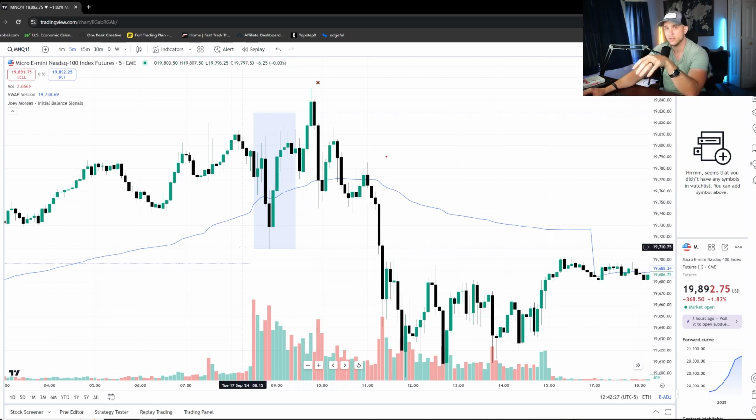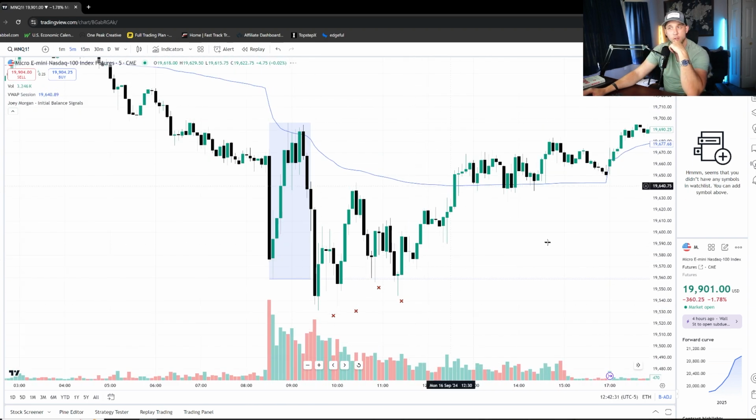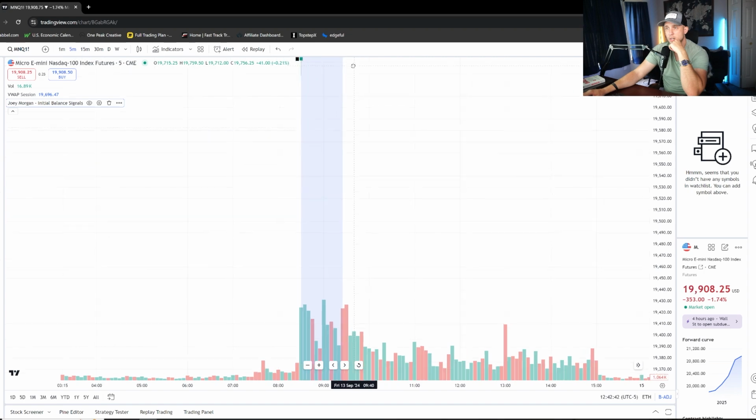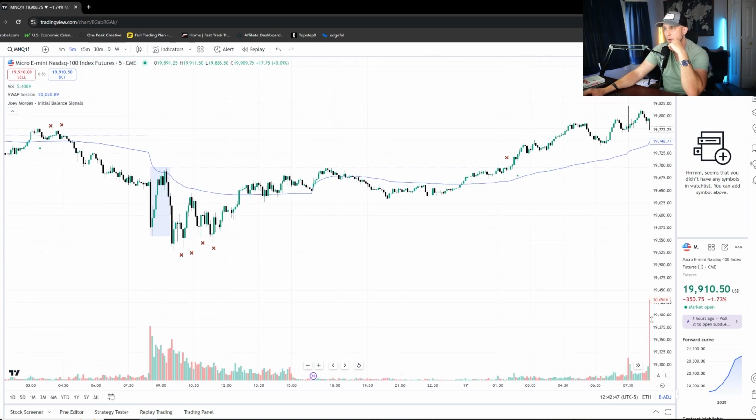Because this happens more often than not. When you have a failure, you generally see a retracement to the other end of the range, like here. Initial balance high, initial balance low. Four failures before we rip to the other end of the initial balance high. All right. These are things that you can expect to happen on the initial balance. And that's why I love this strategy so much.